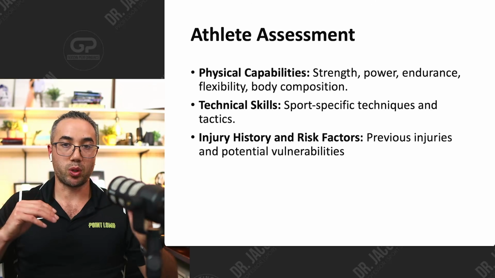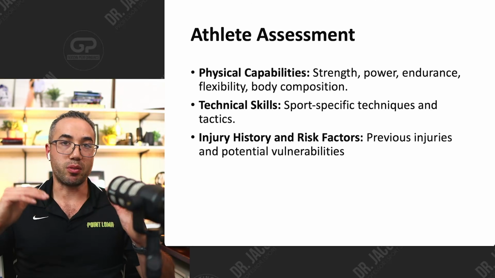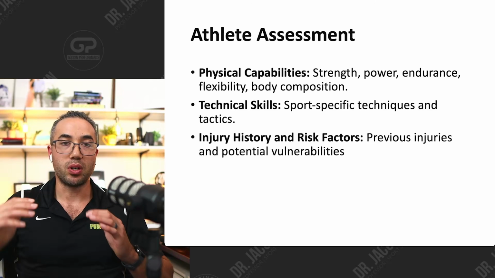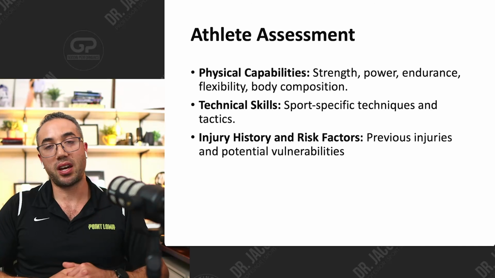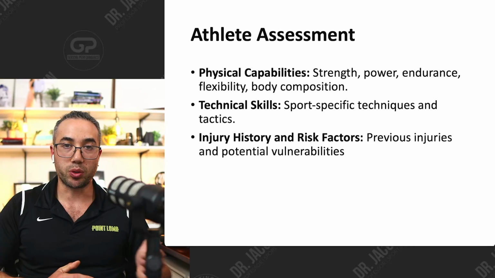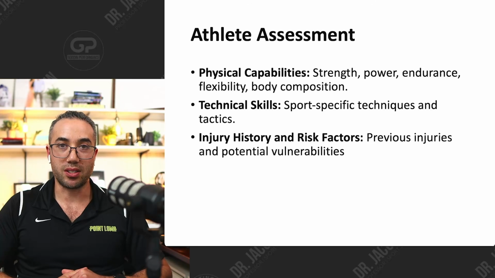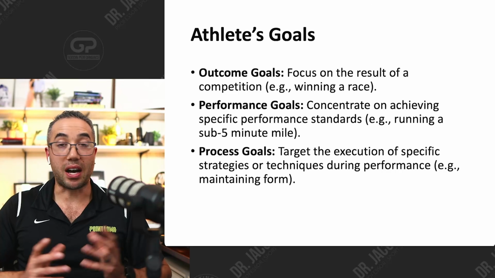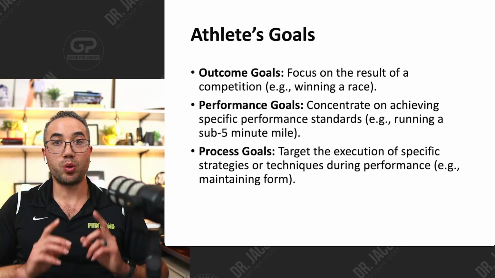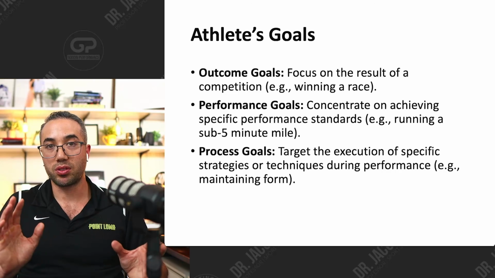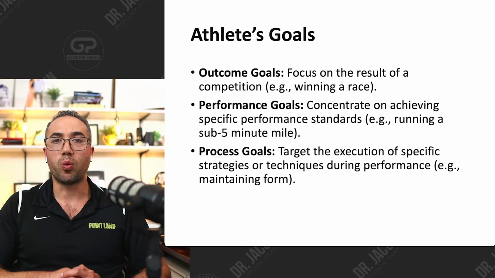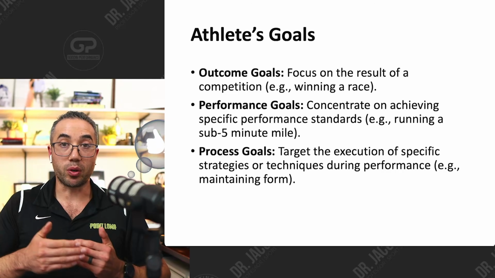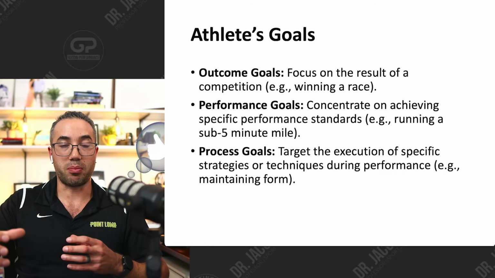I mentioned short versus tall, different movement pattern styles. Also, take a look at, have they had hamstring pulls before? Have they had their ACL reconstructed? Do they have shoulder impingement issues? What is their history? And then finally, the athlete's goals. Obviously, you could have two identical athletes, but if they have different goals, you're going to have different programs for those athletes. It's not going to be a one-size-fits-all program. So what are their outcome goals? The focus of the actual result of competition.